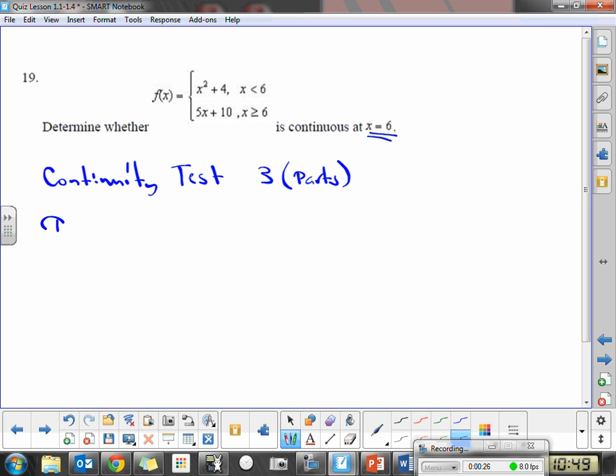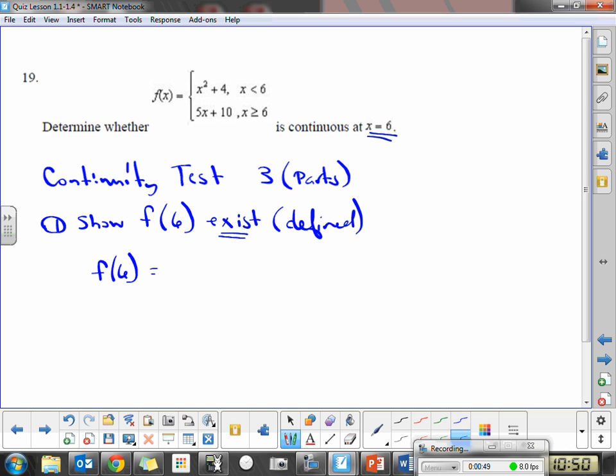Number 1, prove or show that f at your point exists. So does f at 6 exist? So is it defined at 6? That's what we're talking about. Is it defined? Times that it won't be defined is if you're taking the square root of a negative or you divide by 0. So that's the first thing I'm going to do. I'm going to show that f at 6 exists.